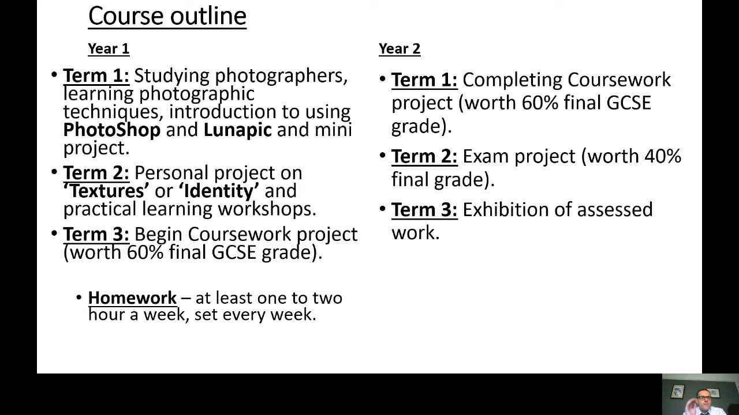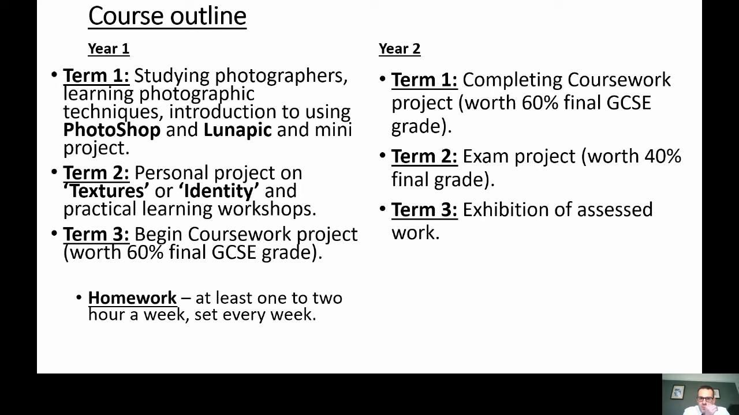So year 1, start by studying photographers, learning different techniques using Photoshop, Lunapic, other editing software, and you do a mini project. Term 2, you have your first proper project, which is a practice project, and that will be either on textures or identity, and there'll be other practical learning workshops. Term 3, you'll begin your actual coursework project, and that is worth 60% of your final GCSE grade.